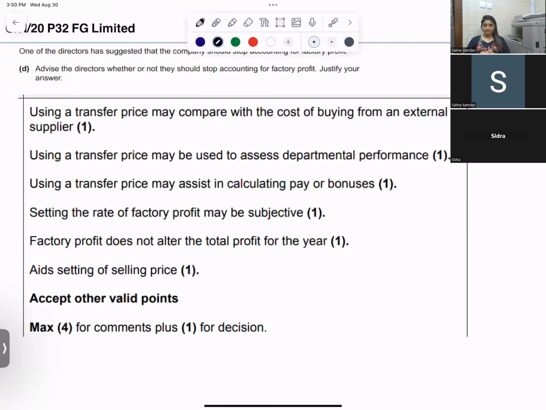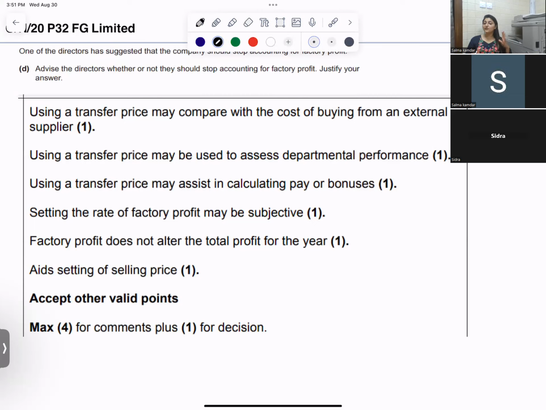So they should not stop because the transfer price will help them compare the cost of buying from an outside supplier. It can be possible that they are manufacturing at a lower cost than the market price outside, so that will help them to reduce cost. How will that help them to reduce costs? Because they know whether they should stop accounting for factory profit or not.